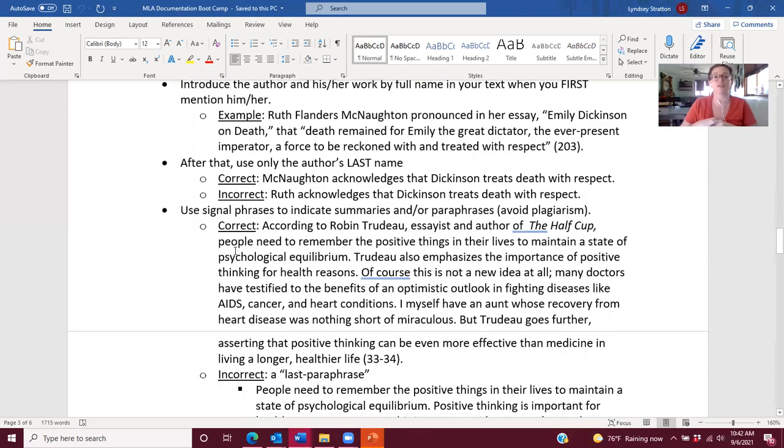You're also going to use signal phrases to indicate summaries or paraphrases.